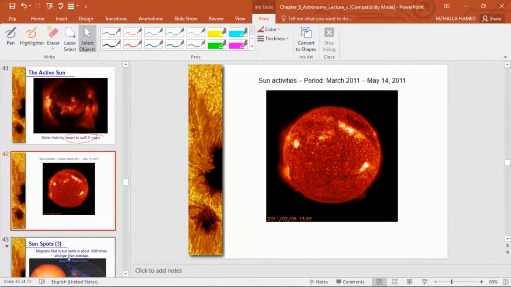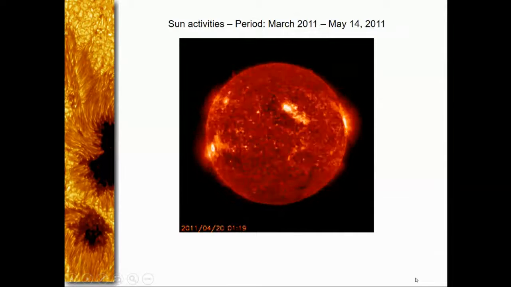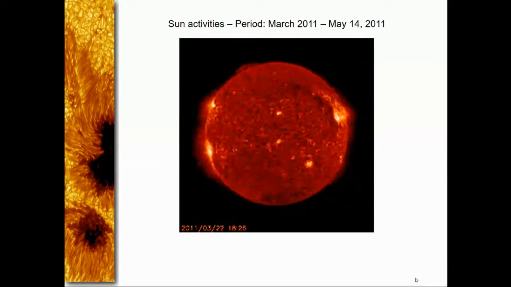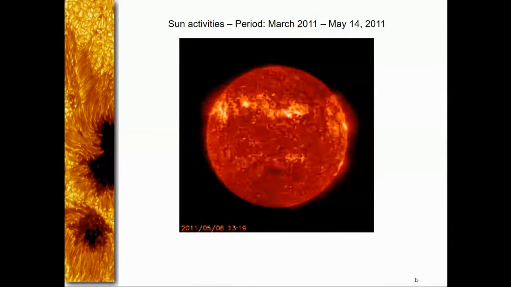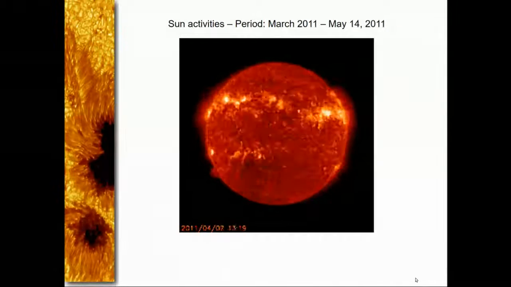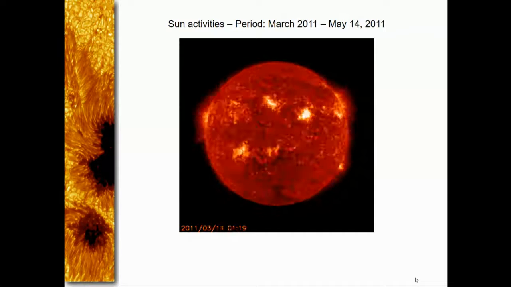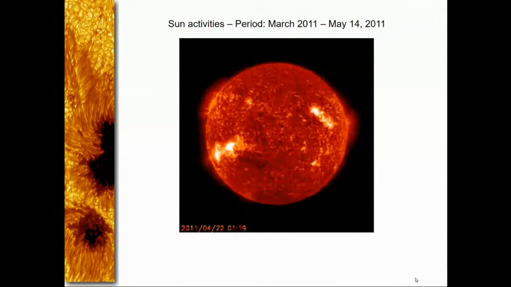I will try to give you here something that was taken for a period in 2011. You can look at the NASA website and see how NASA monitors the sun. The sun is basically rotating, and this is an ultraviolet image where you can see how active the sun is and producing these effects there.